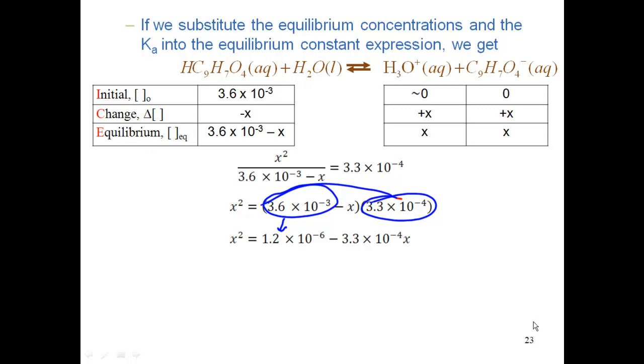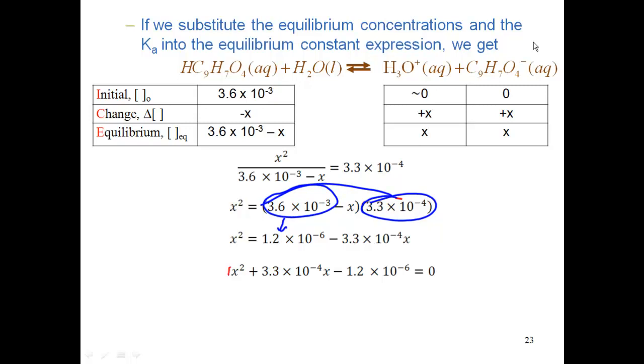So I want to keep as many things as positive as possible. I will bring everything over to the other side, which means I would add 3.3 times 10 to the negative 4th x to both sides, and subtract 1.2 times 10 to the minus 6 from both sides, which gets me the following: x squared plus 3.3 times 10 to the negative 4th x minus 1.2 times 10 to the minus 6 is equal to 0. I want everything equal to 0. That way I can set up my quadratic formula.